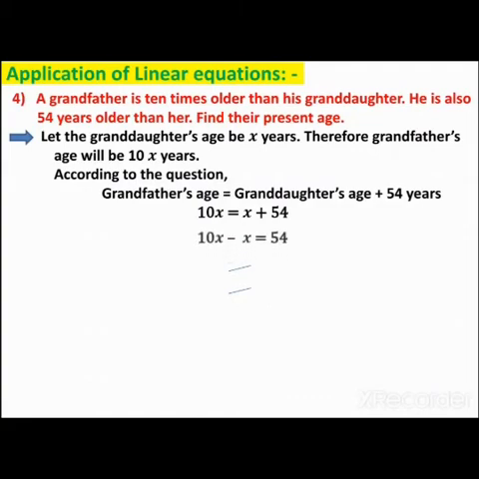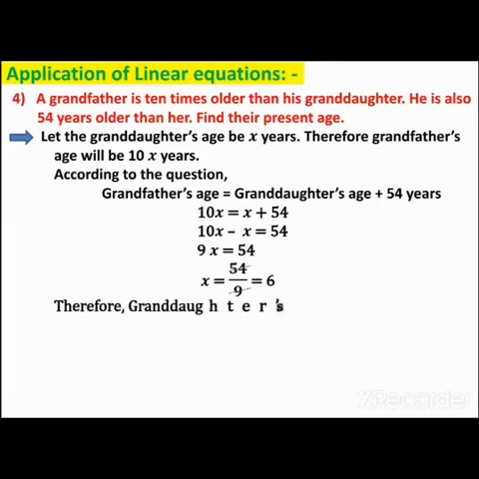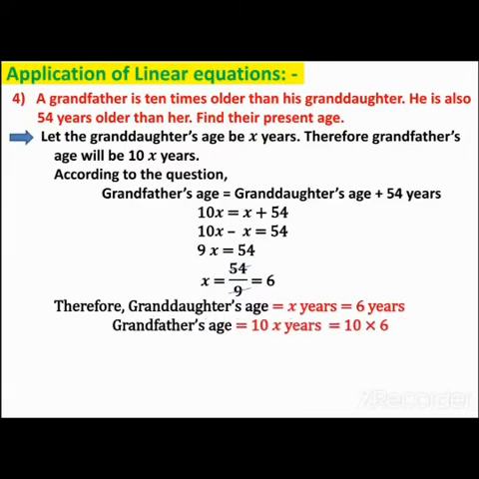Now transpose: 10x - x = 54. 9x = 54. x = 54/9. So our value of x is 6. Now put the value of x in granddaughter's age and in grandfather's age. Therefore, granddaughter's age equals x years, which is 6 years. And grandfather's age is 10x years, 10 multiplied by 6 is 60 years.